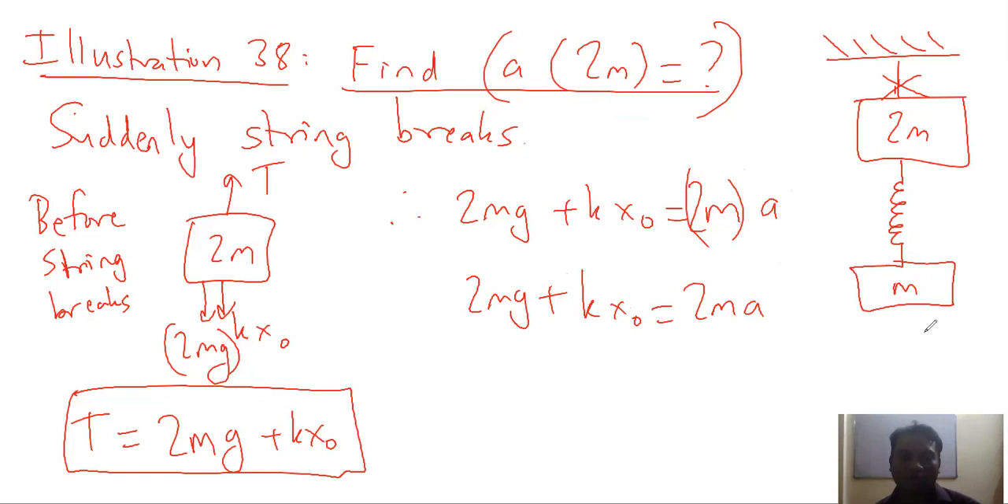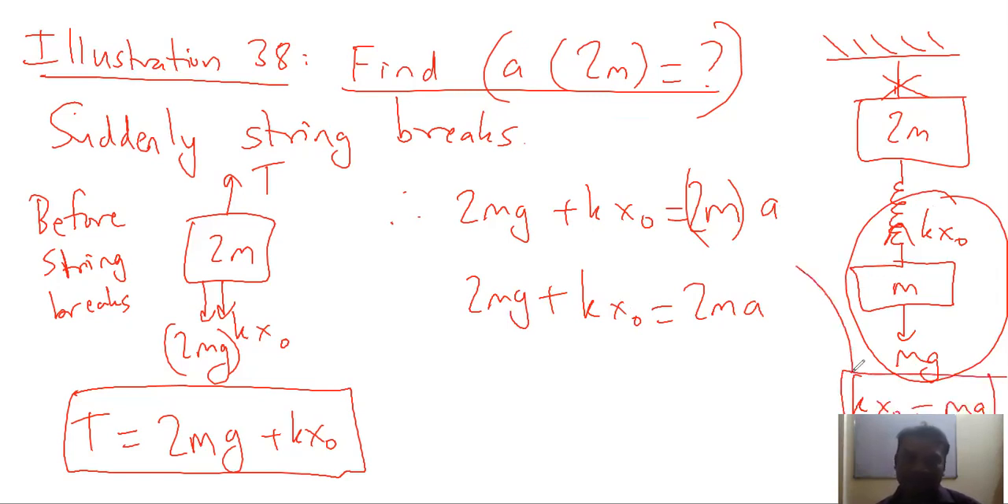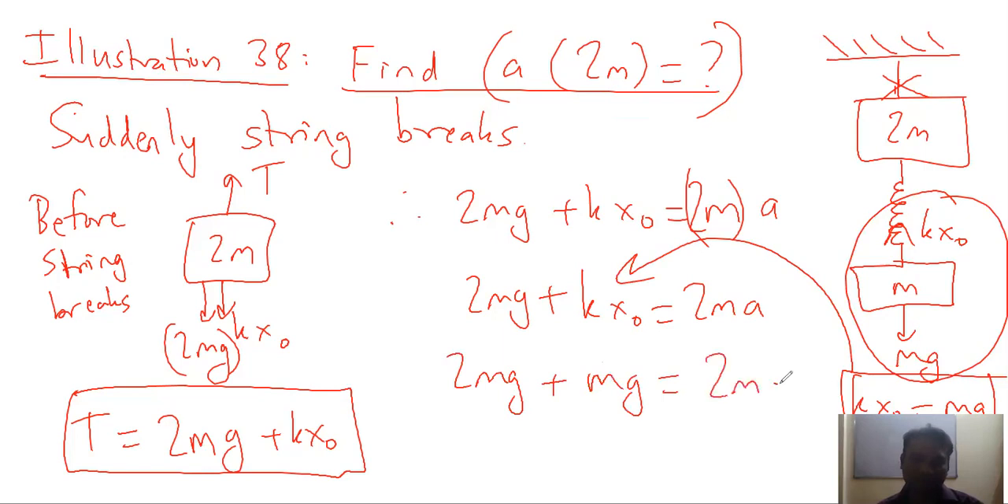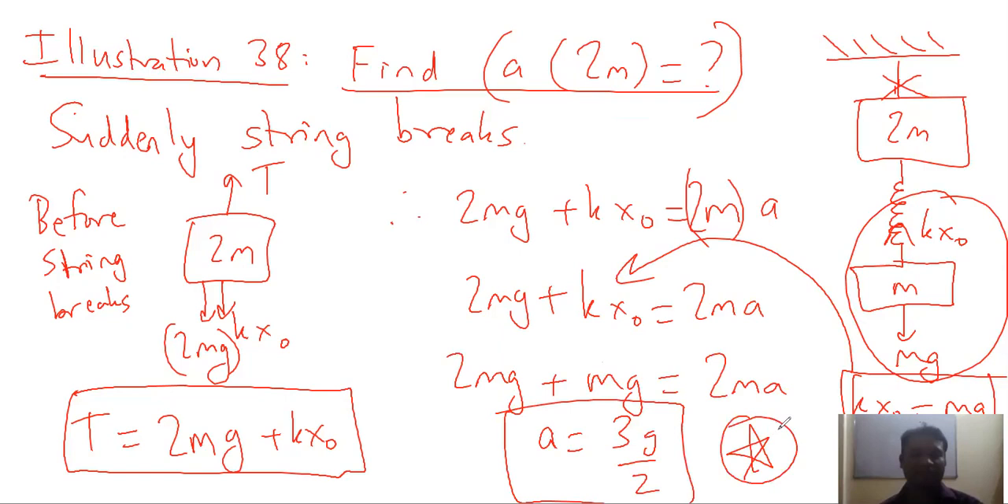Now, for the lower mass, we have one force kx naught and mg. These two balance each other. So I can say kx naught equals mg. So let us substitute this value kx naught is equal to mg here. So 2mg plus mg is equal to 2ma. So a comes out to be, m cancels, 3g by 2. So our answer to this question, acceleration is 3g by 2. This is the answer to this question.